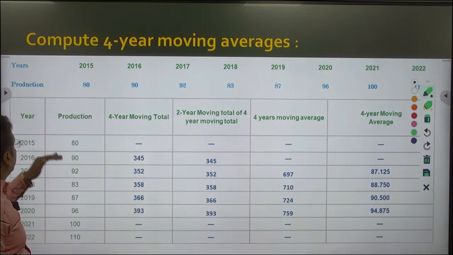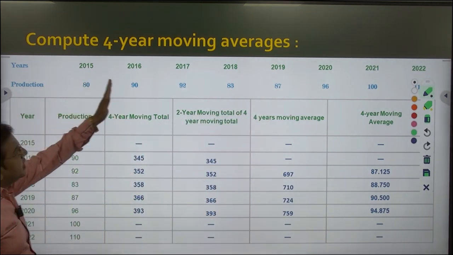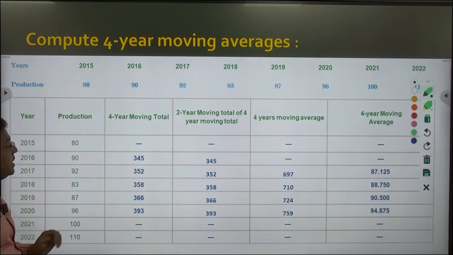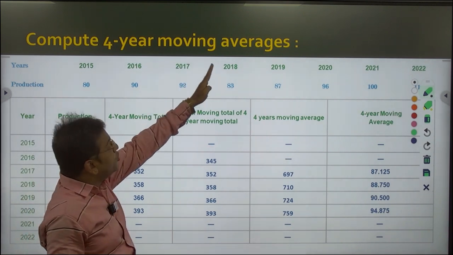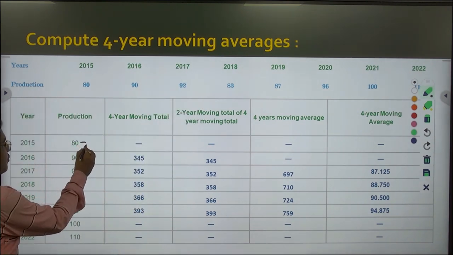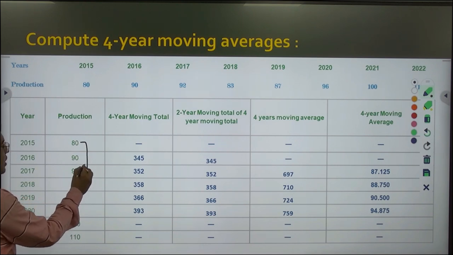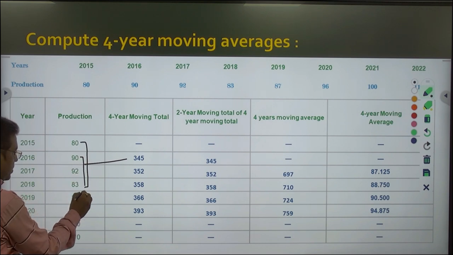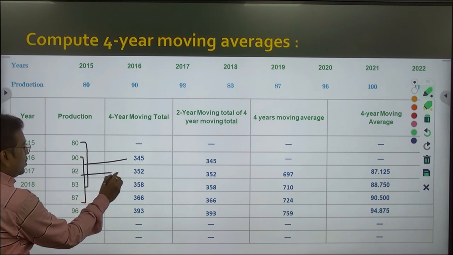So here, let's see. These are the years which are being given over here, and this is the production value which is being given over here. They are saying that you have to calculate the moving average of 4 years. The first thing you are going to take is to add the first four values, and you are going to write it over here. Then the next four values, and you are going to write it over here.